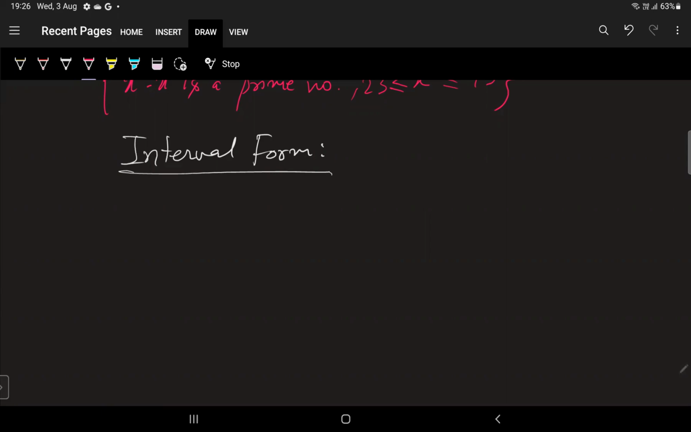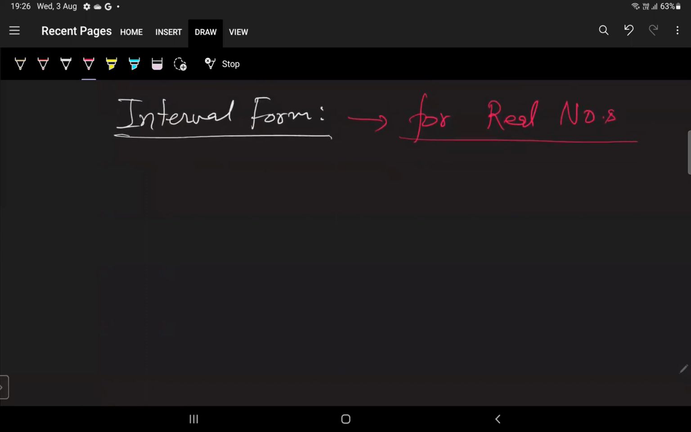Okay. See, intervals we are only going to write for real numbers. Okay, only for real numbers. How will we do it? Just see here. This is called a small bracket or parenthesis, right? You know about this, don't you? So this is called an open interval.